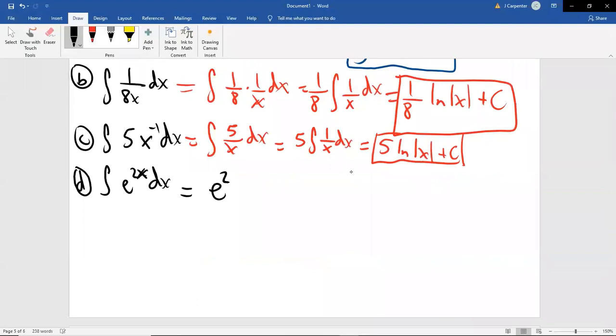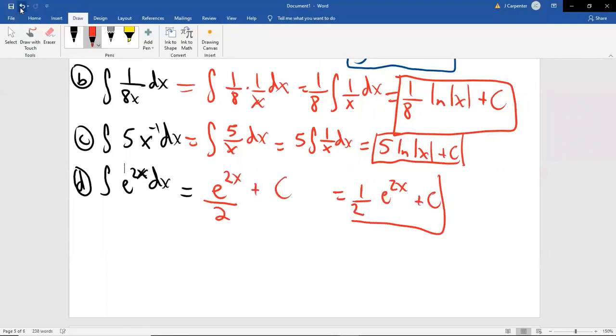So we go e to the 2x. Let me pick my right color, though. So I am integrating. No more integral symbol. And I can't just go plus c. This is wrong. Because this 2 is here, I need to divide by that. And if you prefer to write this as 1/2 e to the 2x plus c, both of those are accurate. There's nothing else you can do here.